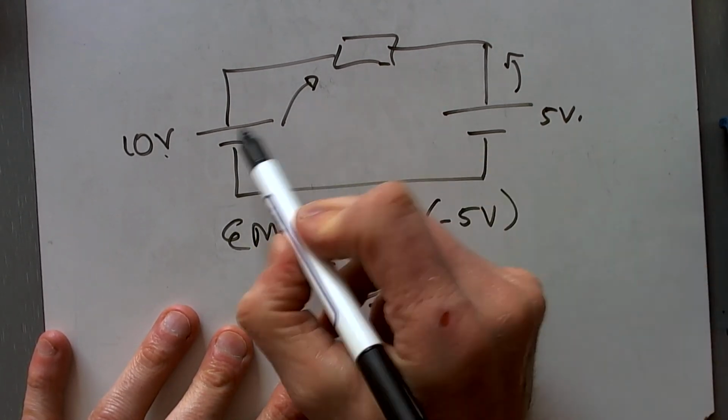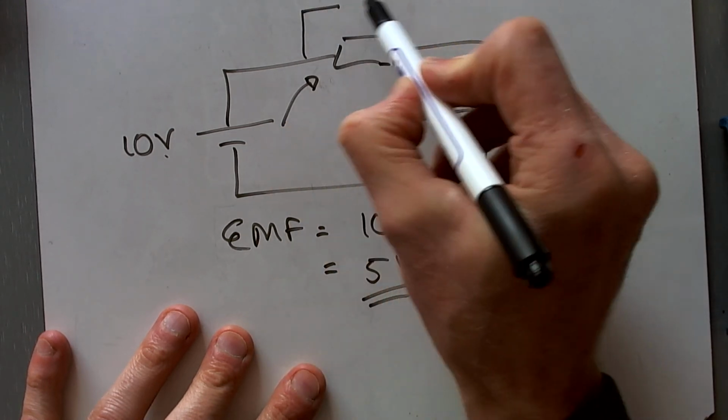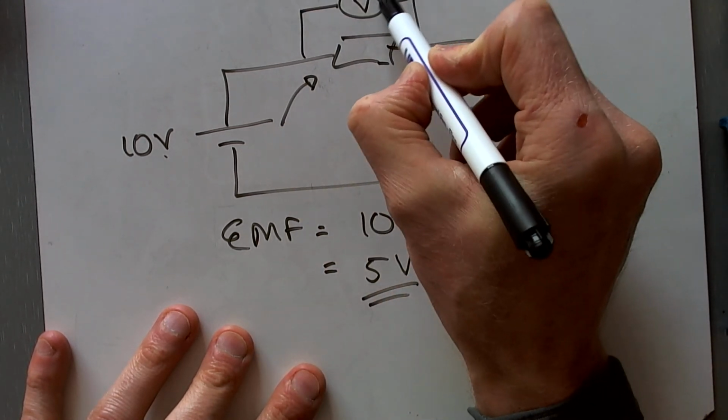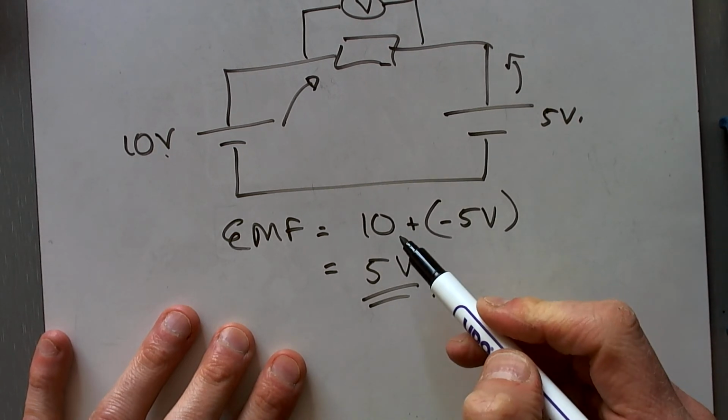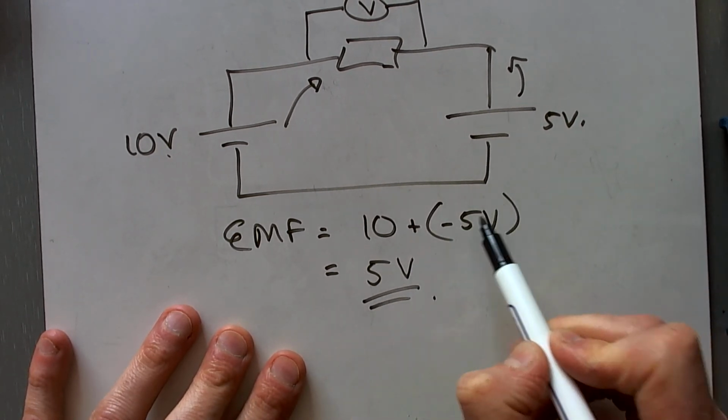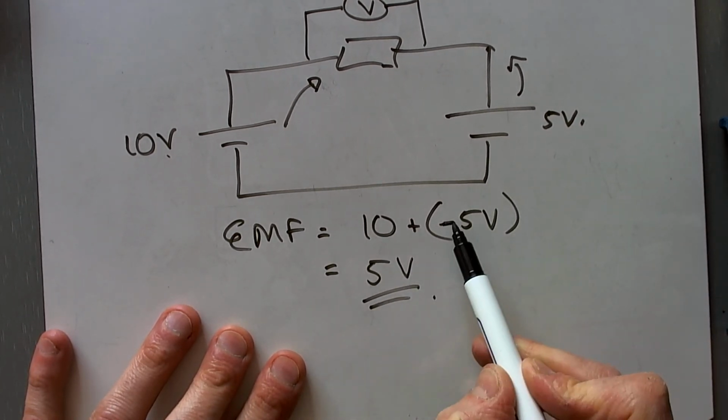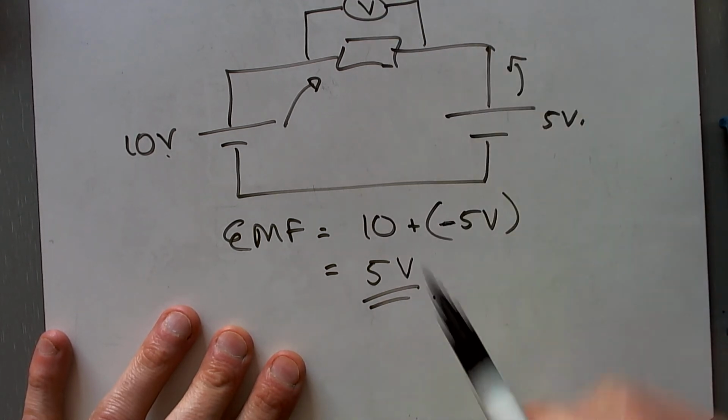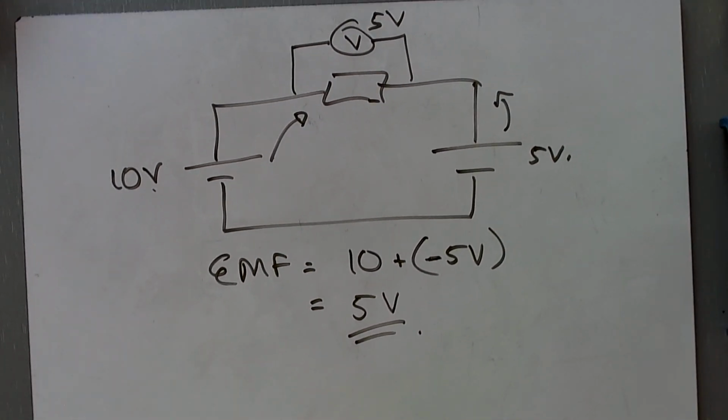And again, if that's an EMF of 5 volts, then Kirchhoff's second law suggests that this would also have 5 volts across it. The sum of the EMFs, taking the sign into consideration, is equal to the sum of the PDs. Okay, hope that's a little bit useful.